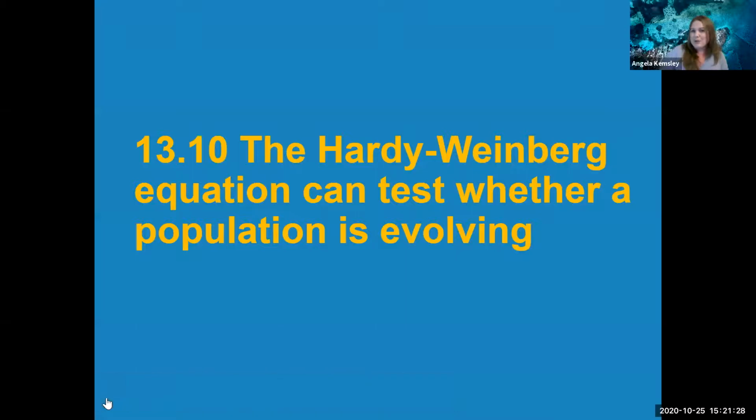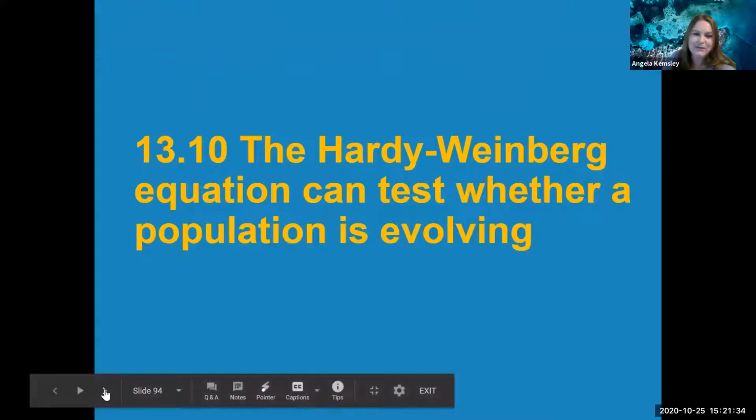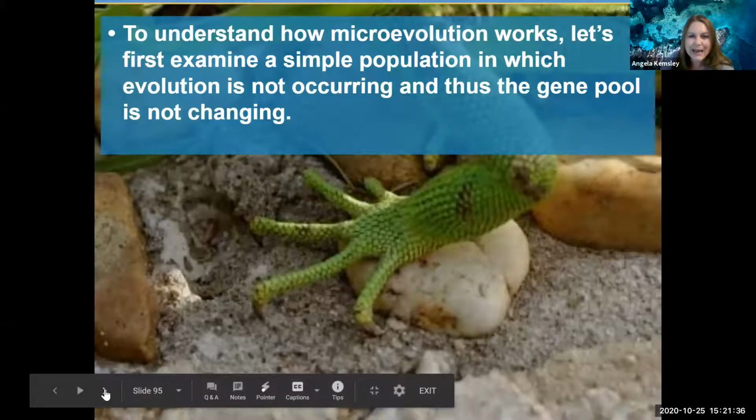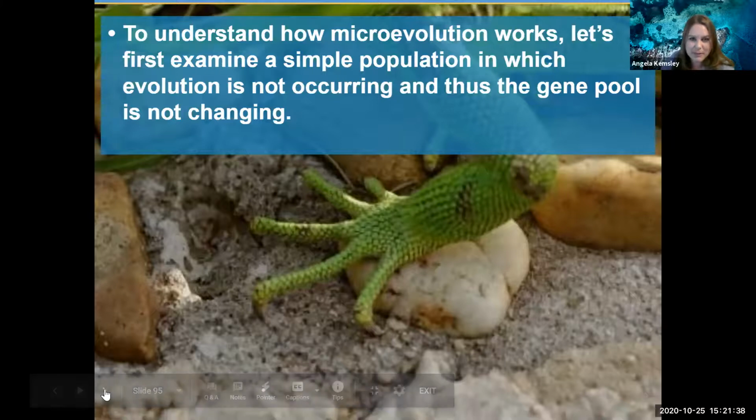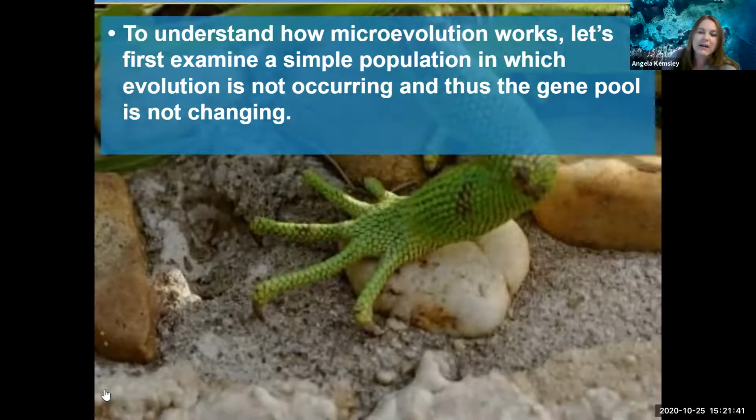So now we're going to jump into a little math equation. The Hardy-Weinberg equation can actually test whether a population is evolving. To understand how microevolution works at the population level, we're going to look at a simple population in which evolution is not occurring, so the gene pool is not changing.